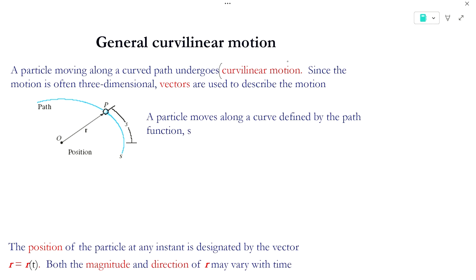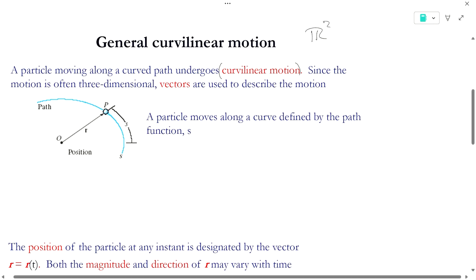Okay, so we're going to start defining this curvilinear motion. Since the motion is often in 3 dimensions, right? Sometimes we analyze just 2 dimensions, neglect one, or assume that it's only moving in 2 dimensions. But in real life, in the real world, you have 3 dimensions to worry about. And in that case, vectors are used to describe the motion in 3 dimensions. So many times I've written R3 because there are 3 dimensions, and also a 4th dimension could be time.